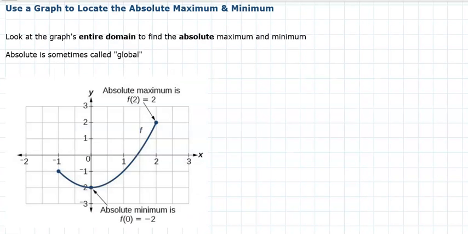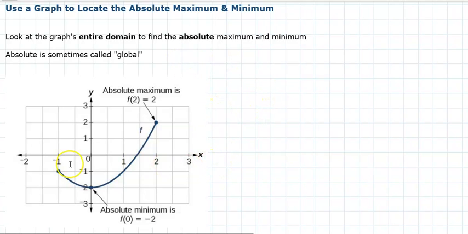Okay, so local or relative maximum and minimum, or extrema, is what we've looked at so far. Now we're going to look at absolute maximum and minimum. So we look at the graph's entire domain to find the absolute maximum and minimum. Now remember, sometimes they can be given to us on an interval, so they may have endpoints. Another word for absolute is also global, and you'll see that online if you look things up. So absolute and global mean the same thing.